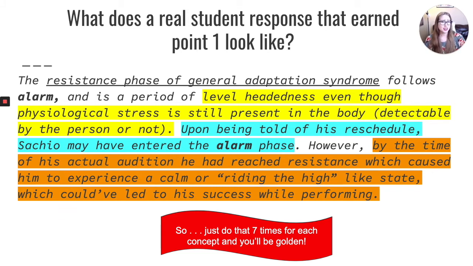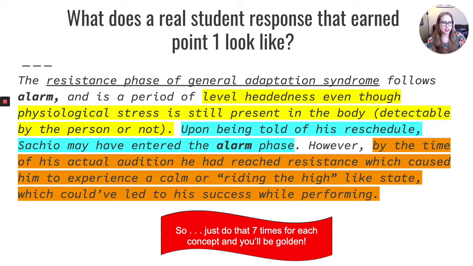So let's look at what this example did so well. So the first thing you see them do is they defined what the resistance phase is. That's what's highlighted here in yellow. It's the level-headedness that you experience after the alarm phase. And then they give you an example. They tie in Seishio and what happened to him as their example. You kind of see that here in blue.